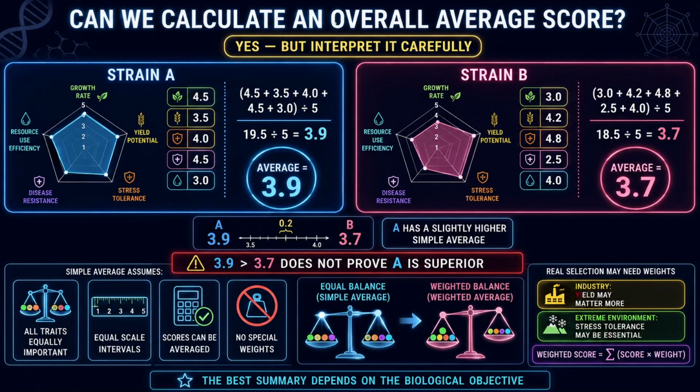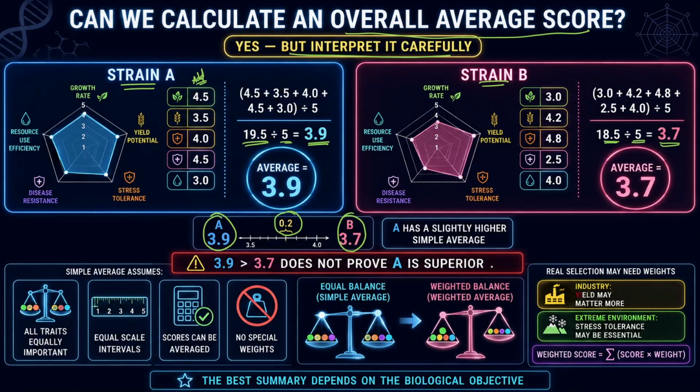Can we calculate an overall average score? Yes, but interpret it very carefully. For strain A, add its 5 trait scores: 4.5 plus 3.5 plus 4.0 plus 4.5 plus 3.0. The total is 19.5. Dividing 19.5 by 5 gives a simple average of 3.9. For strain B, add 3.0 plus 4.2 plus 4.8 plus 2.5 plus 4.0. The total is 18.5. Dividing 18.5 by 5 gives an average of 3.7. Therefore, strain A's simple average is only 0.2 higher. However, 3.9 being greater than 3.7 does not prove that strain A is biologically superior.